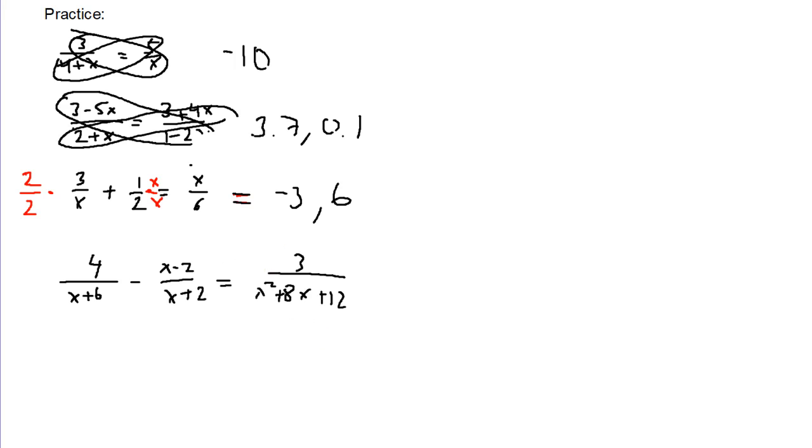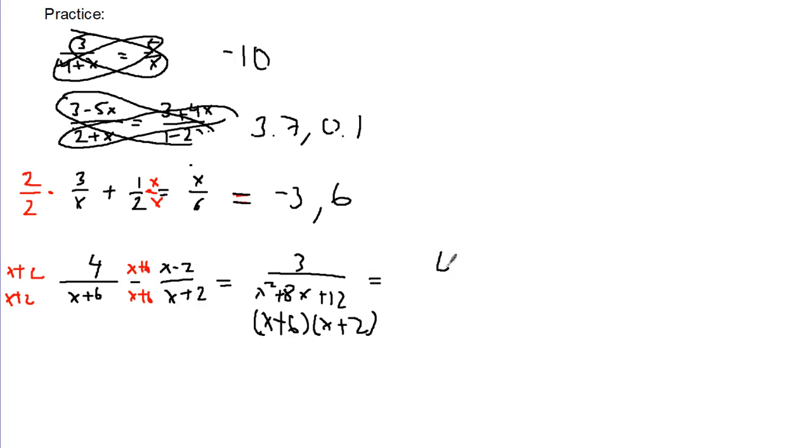X squared plus 8x plus 12 is x plus 6 times x plus 2. Okay, we all agree with that. So this one's missing x plus 2. And this one's missing x plus 6. So I'm going to multiply them all out together. You can work slowly, but I'm not going to work slowly. I have to multiply them all out together.